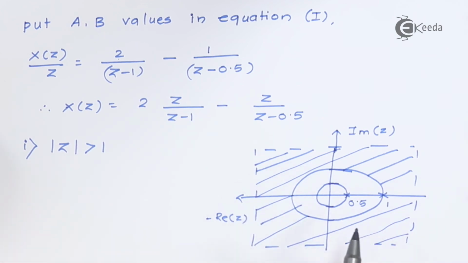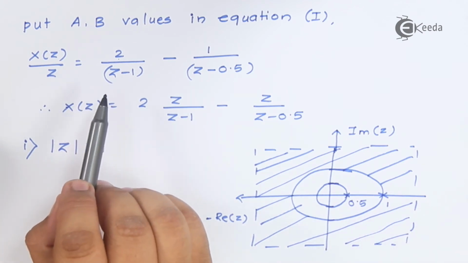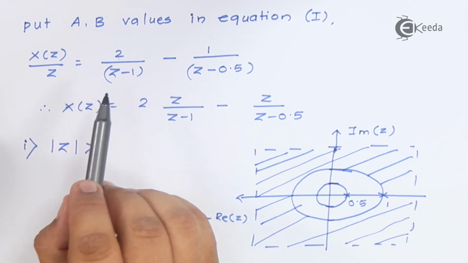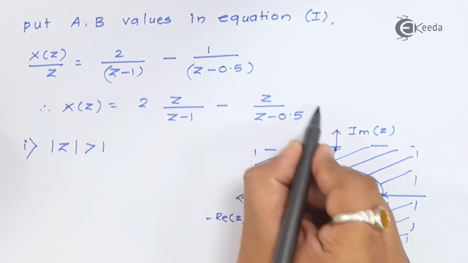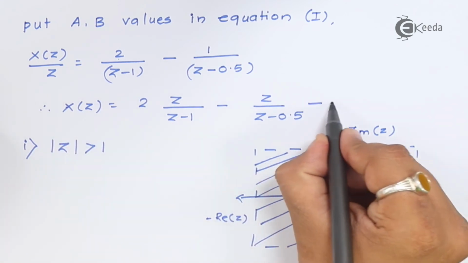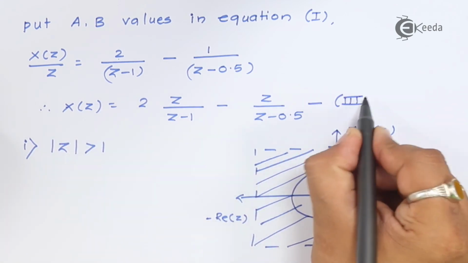Now if the ROC is available outside the unit circle, or you can say it is available on the right side of the rightmost pole, then all the poles will produce a causal ROC, which means we are going to replace all the inverse z transform unit step functions by u of n. So now we will apply inverse z transform on equation number 3.